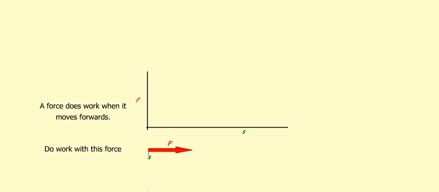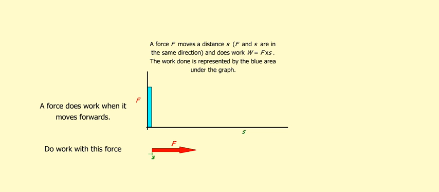So let's do a little bit of work by this force, by applying the force through a small distance S. In this case, we applied the size of the force, which we quantified as this value on the y-axis, and we applied it through a very small distance S. The amount of work done, of course, is equal to F times S, and you will notice that this is also equal to the area under the graph, the shaded blue area.